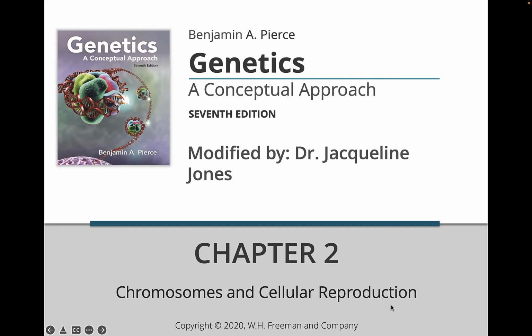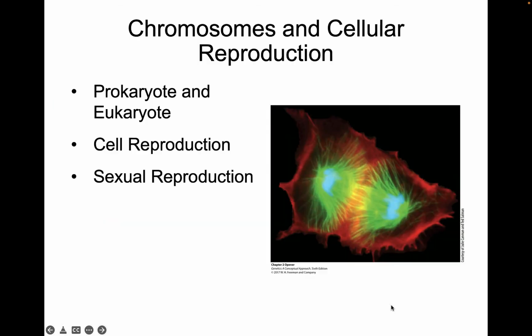All right, so this chapter is talking about chromosomes and cellular reproduction. So we're going to go into chapter 2 in the Genetics: A Conceptual Approach. In order for me to really help you understand or grasp the concepts of chromosomes and cellular reproduction, there's a couple things that we have to talk about, which should hopefully lay the foundation for those concepts.